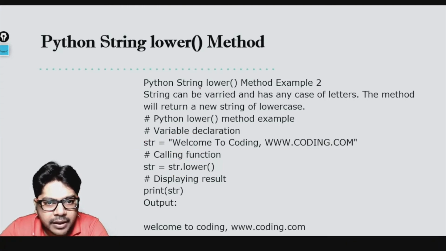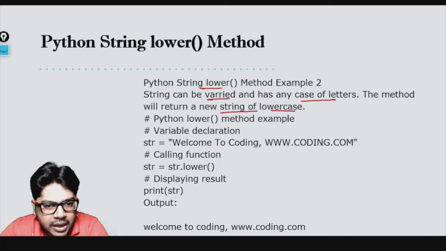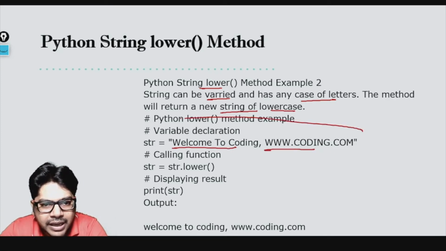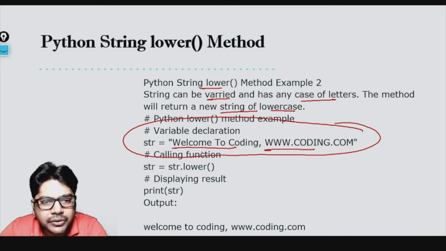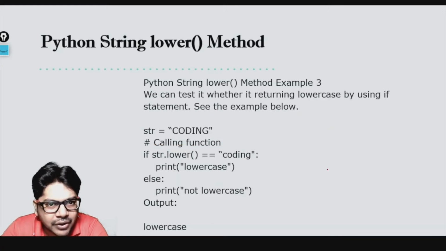So here we have the Python string lower method. A string can be varied and have any case letters. The method will return a new string in lower case. You see here, welcome to coding or www.coding.com, all in capital. So it is going to do something simple. It is going to convert everything into lowercase. That's the only thing it does.